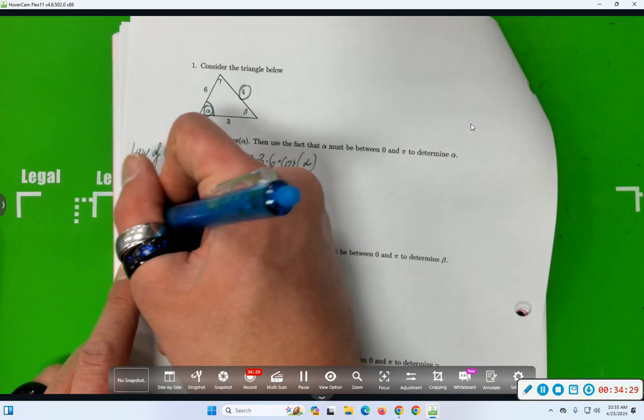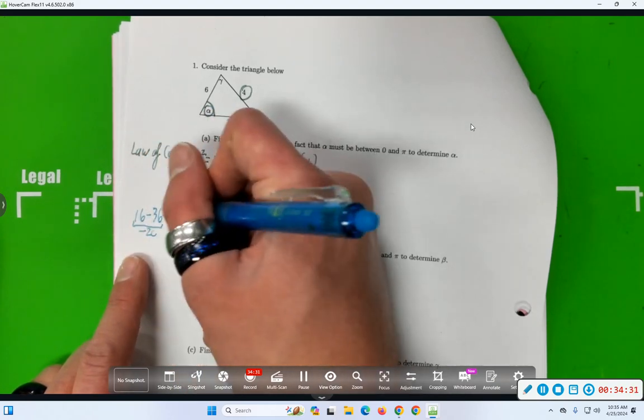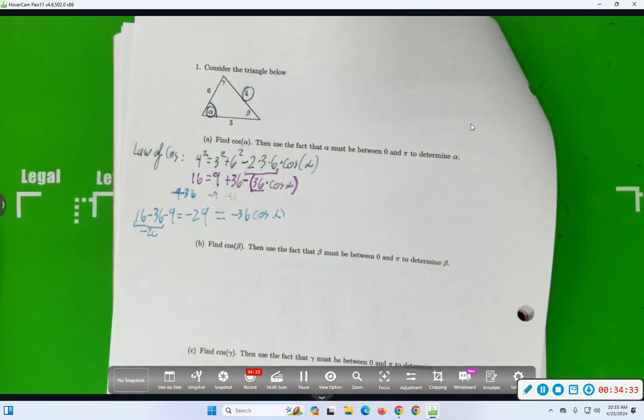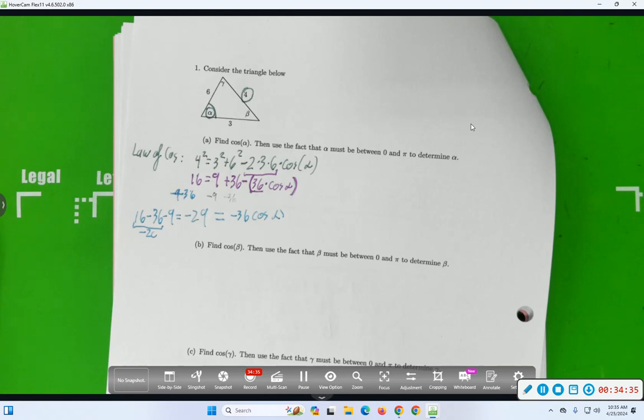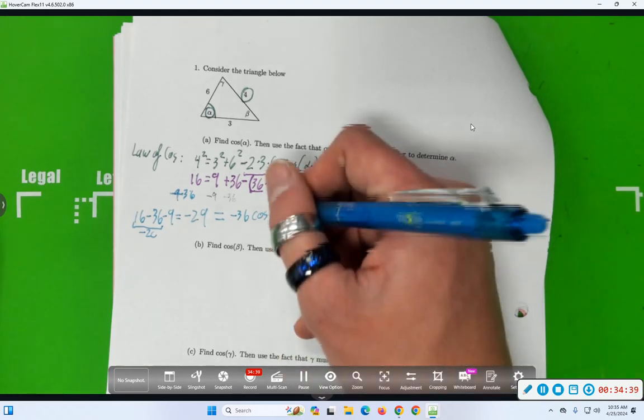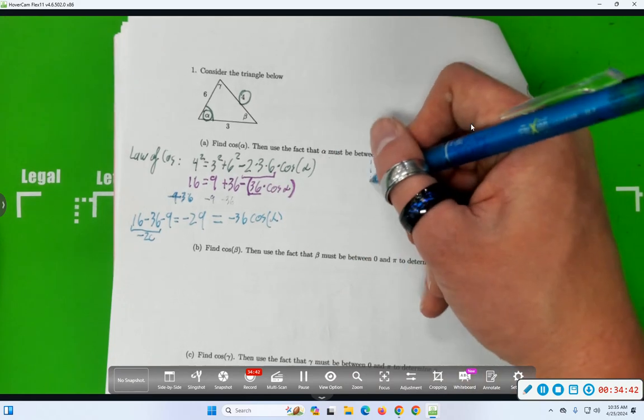All right, there's minus 20, minus an extra 9, minus 29. Did I do that arithmetic correctly? Cool. Okay, so minus 29 equals minus 36 cosine alpha. I would like to get cosine of alpha on its own.